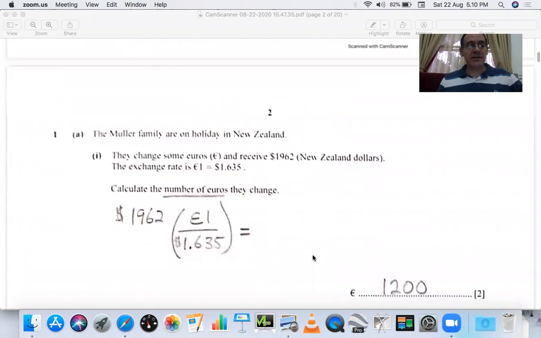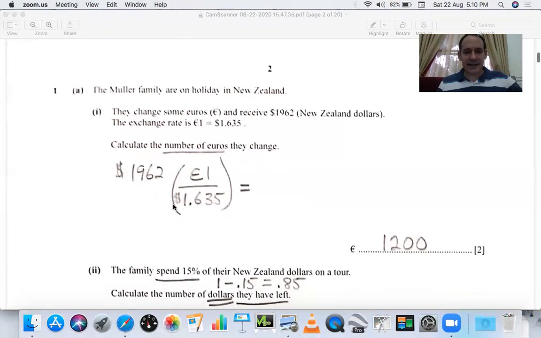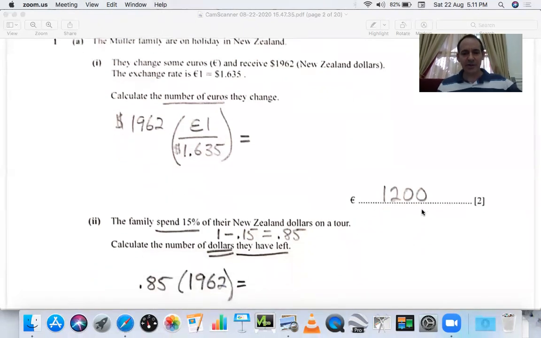So let's get started. Number one here, we have this exchange rate. And so we start with dollars and then it's being converted to euros. So the key here is lining up your units. You have $1,962. We want to get rid of dollars, so we put it on the bottom of our conversion factor. We put euros on top, and it's a simple division of 1,962 divided by 1.635 to get the 1,200 euros.